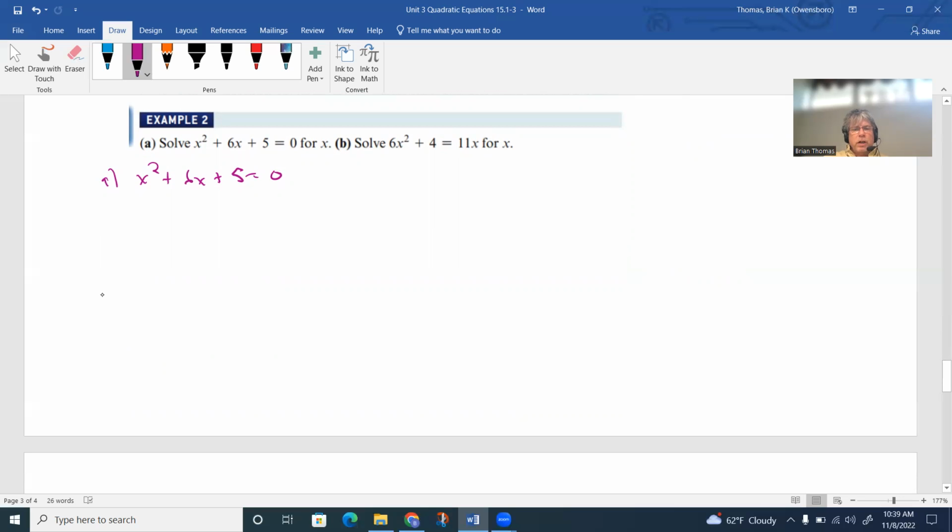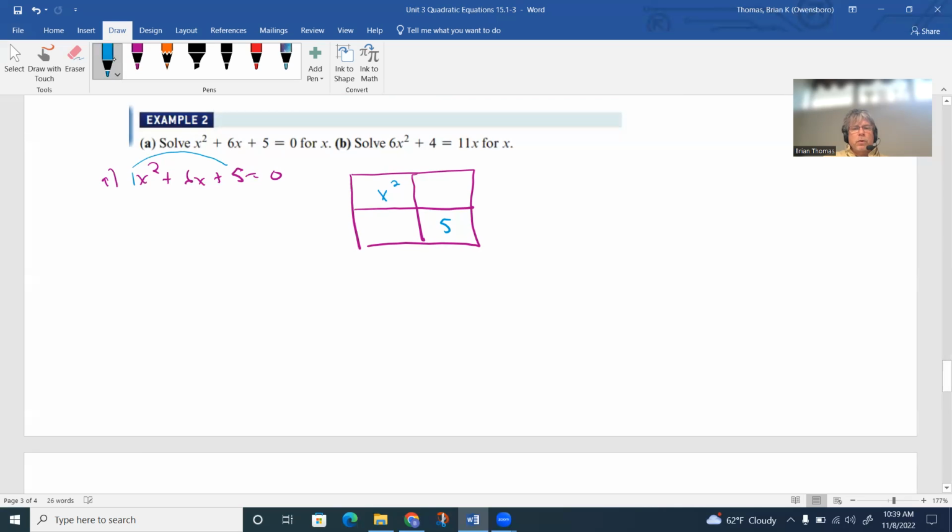With general trinomials, I usually just use the box as an organizer. There's many ways to do this. So in using the box method, what we do is we place the quadratic inside the box. So the quadratic term goes in the top left, the constant, the 5, goes in the bottom right. Now, since the coefficient of x squared is 1, when you multiply 1 times 5, you still just get 5.